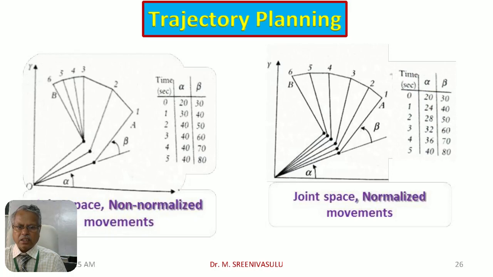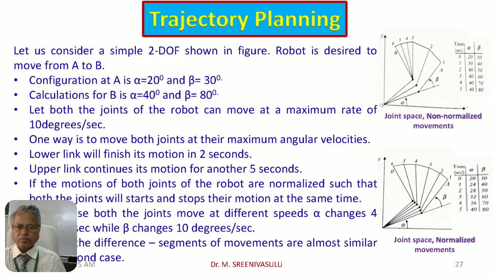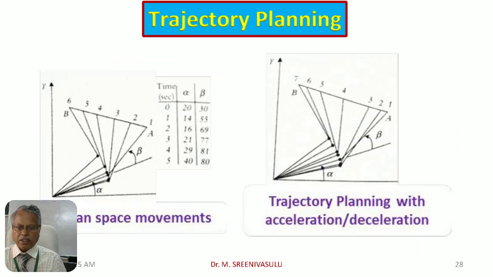Whereas in the normalized case, the total time in which alpha is moved from 20 to 40, as well as beta is varied from 30 to 80, is managed by altering the velocity with which link 1 is moved and the velocity with which link 2 is moved. No doubt link 2 is moved with the highest possible velocity, while link 1 is altered and moves with a reduced speed. We are able to get some uniform motion between the points. That is the advantage in this. The same thing has been described in theory.